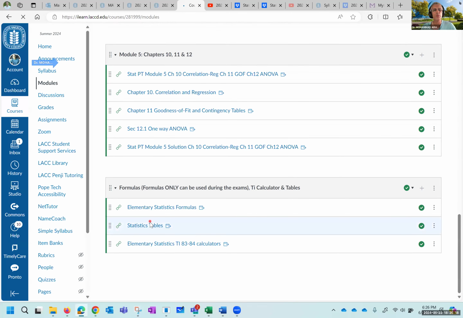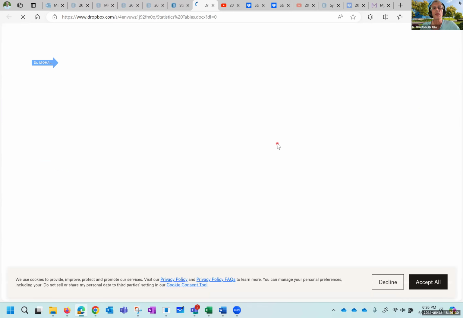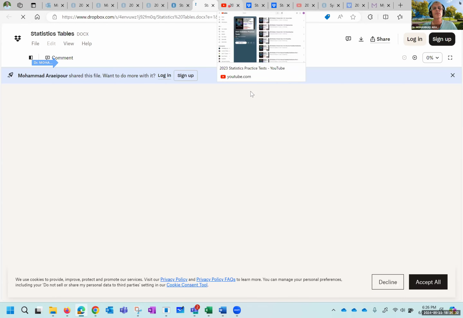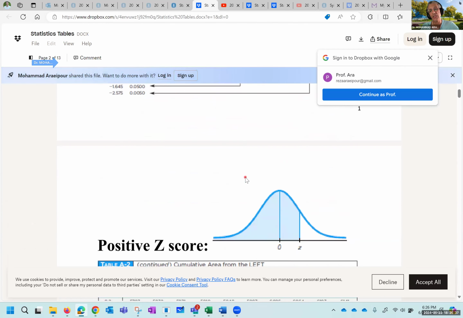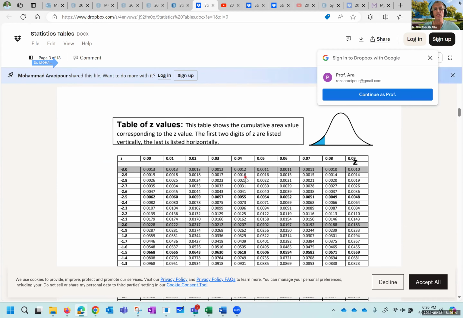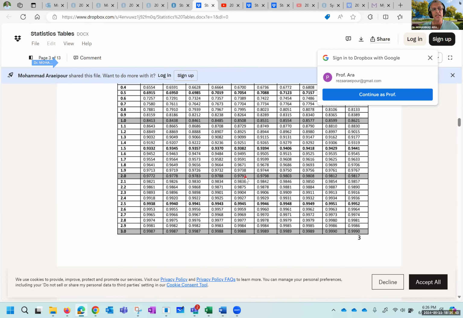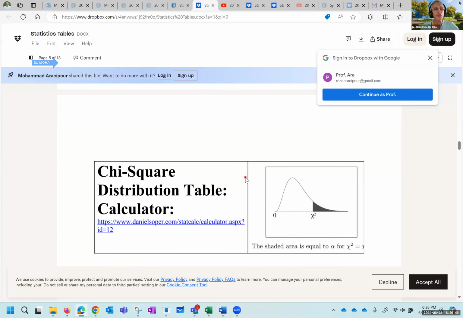The second one would be tables. There are a lot of tables. You can use the tables or you can use calculators, everybody. So either way is fine with me. The z-score or the z-table, they call it. And I have two different tables because this is a little bit more detailed. The t-table or the t-scores, chi-square table, so on and so forth.